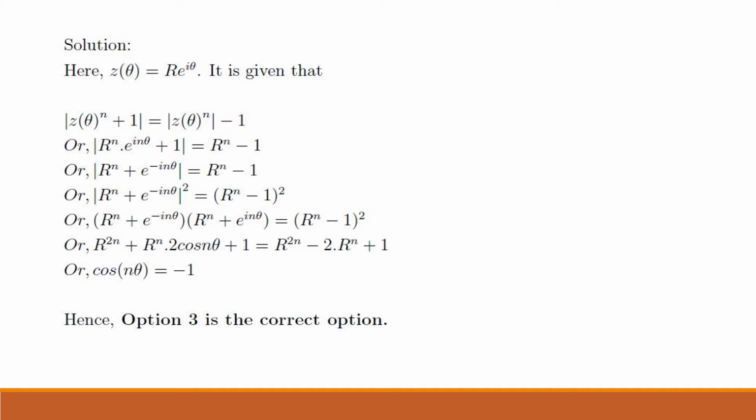Okay. So now just calculating from both sides, this gives cos n theta equal to minus 1. So option 3 is the correct option. Okay.